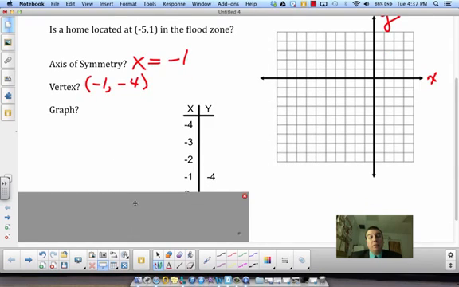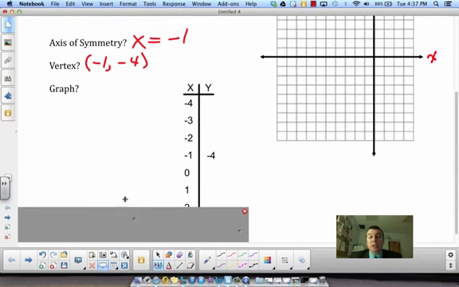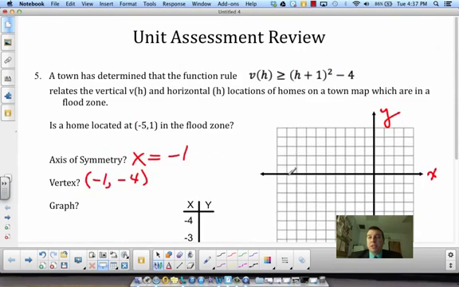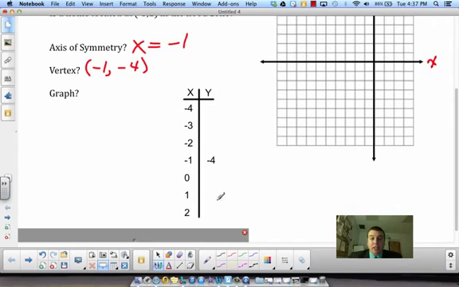Let's figure out some points so we can graph this. We already know one of them, which is helpful, but we're going to have to find some more. What happens if I put 0 in here? If I put 0 in here, I get 1. 1 squared is 1. And then 1 minus 4 gives me -3. So I've got -3 here.